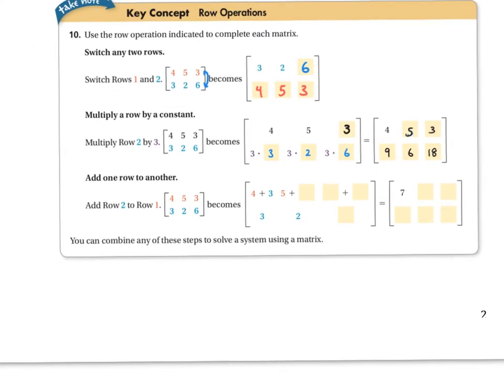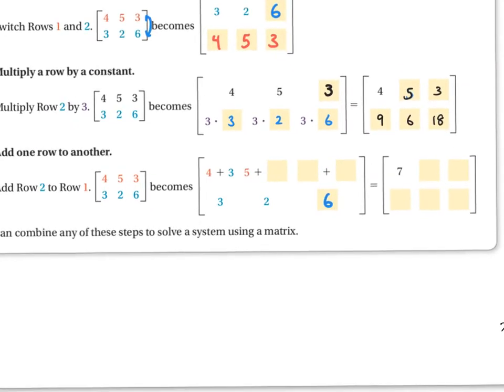Okay, next. Add one row to another. So I'm going to add row 2 to row 1, like this. And notice I'm going to leave row 2 down below. 3, 2, and that 6 is still there. But now, the top, we're just going to add to the bottom and keep it up on the top.